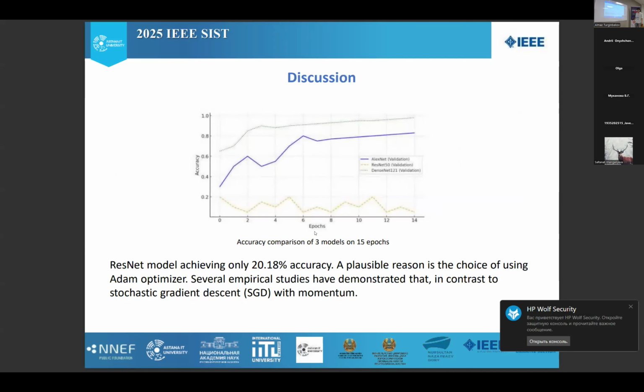Discussion. Before going to the main discussion, let me talk a little about the ResNet model achieving such low accuracy. The possible reason for that is choosing the Adam optimizer. Also, it is one of the good optimizers. Several studies also found out that it is better to use SGD instead of the Adam optimizer.